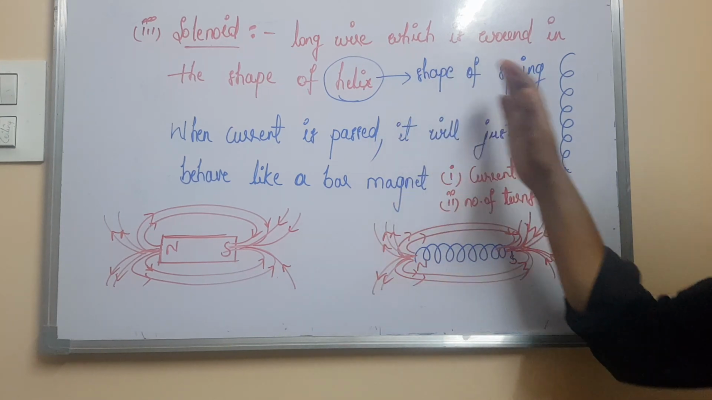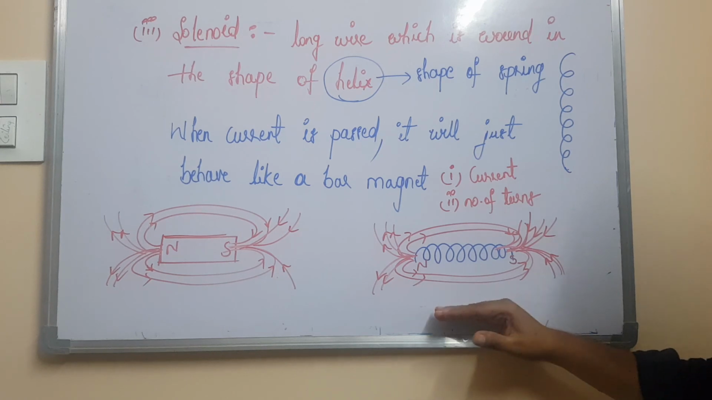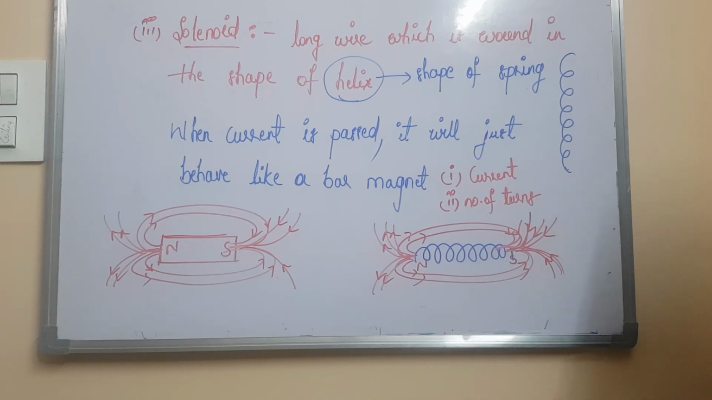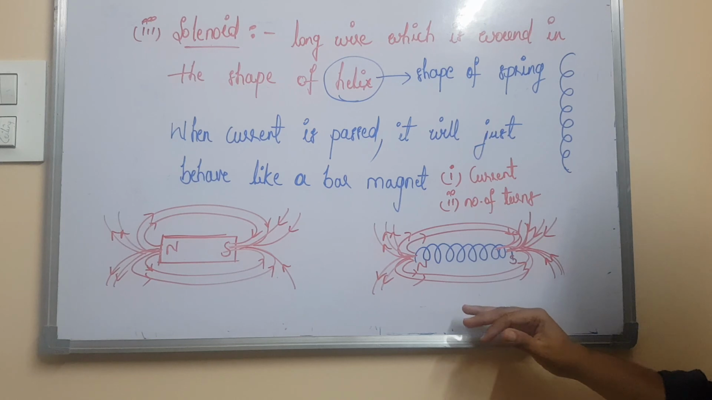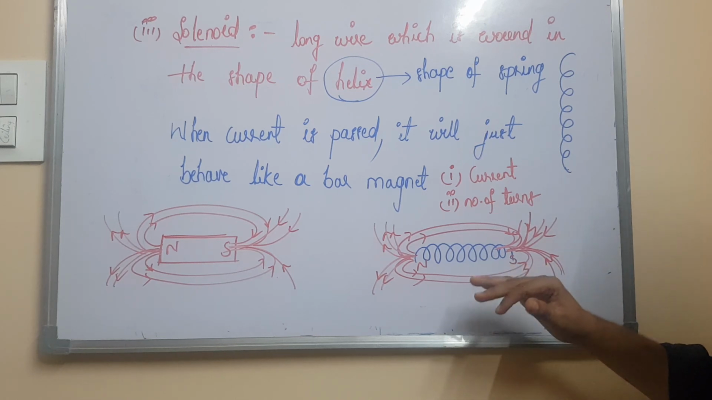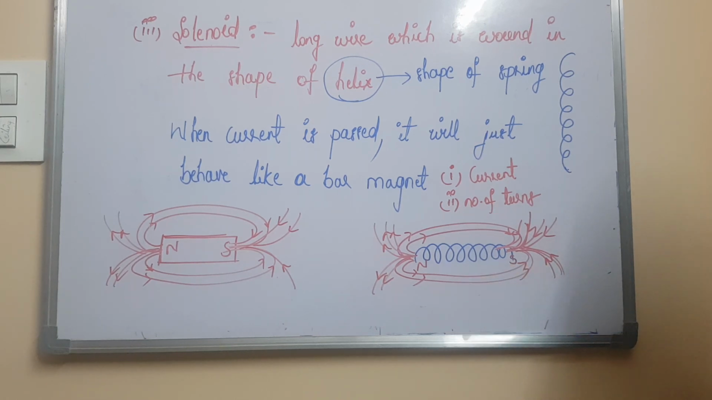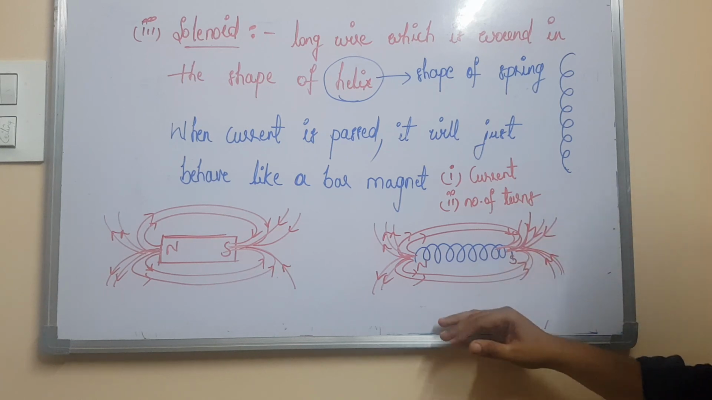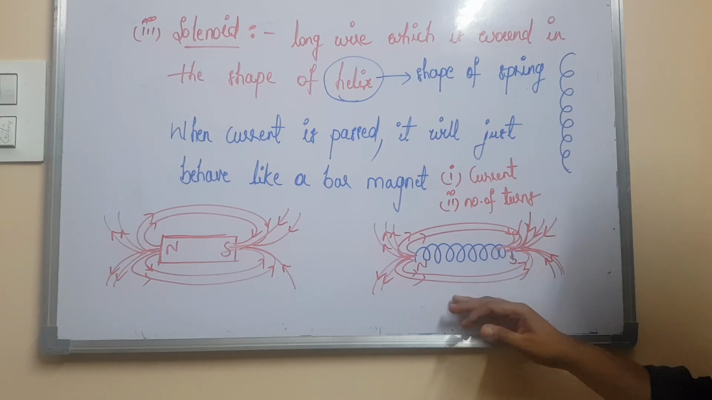So this is all about solenoid. With this we have finished magnetic field in different types of wires. Next we are going to see magnetic force acting on a moving charge and magnetic force acting on a current carrying wire placed in a magnetic field. Those two topics we are going to see in the next session.